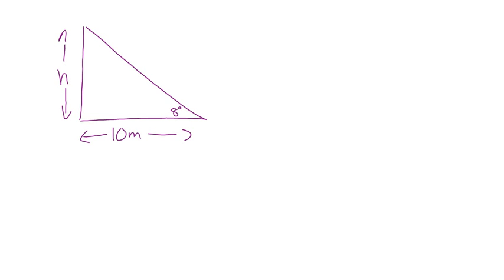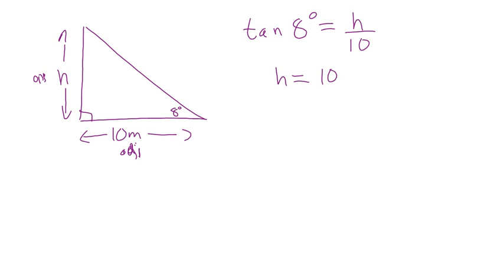Okay, in relation to 8 degrees, what's the name of this side? This is opposite, and this side is? And which ratio do we use? All right, let's skip to the chase. We'll just write the tan of 8 degrees is opposite, which is h over 10. So h is equal to 10 times the tan of 8 degrees, which is 1.4. Well, okay, that's kind of messed up.